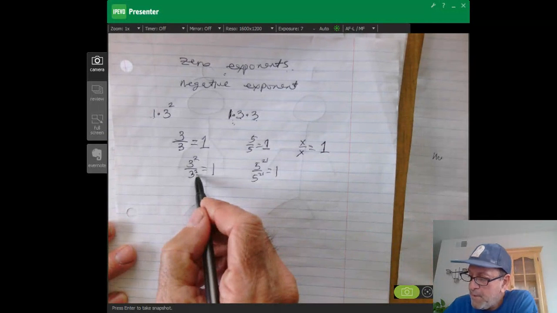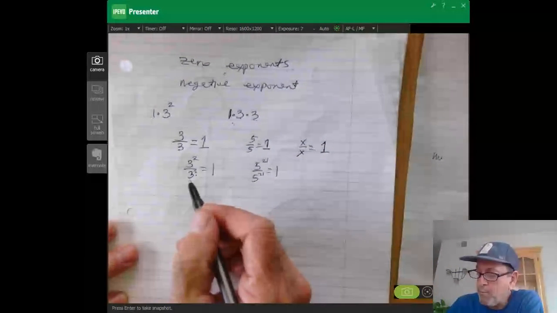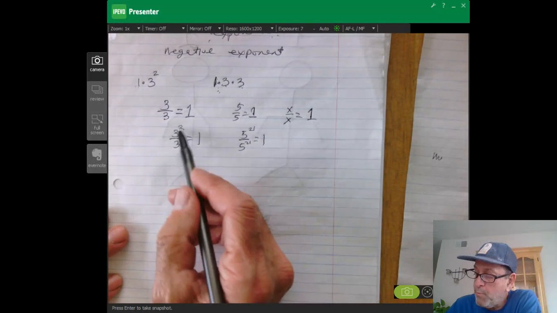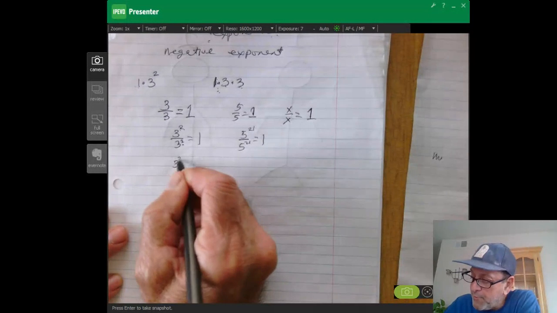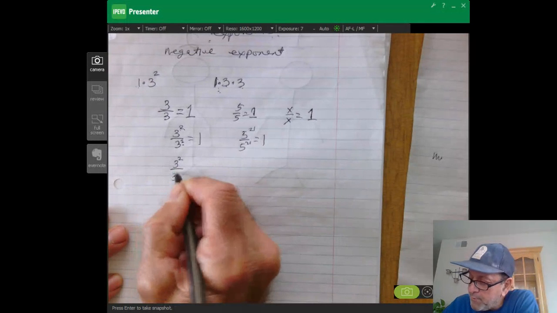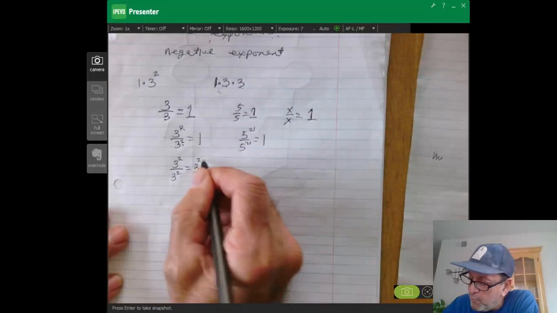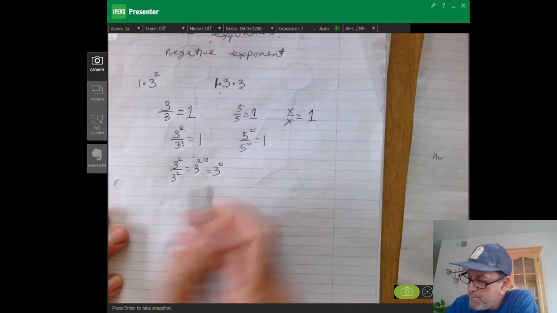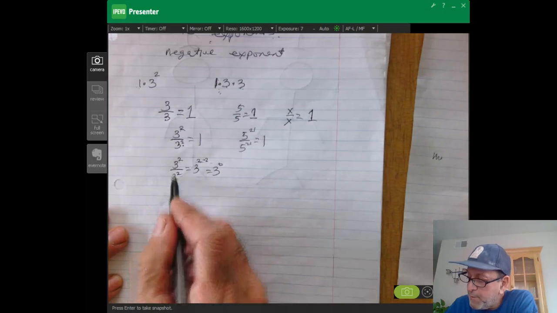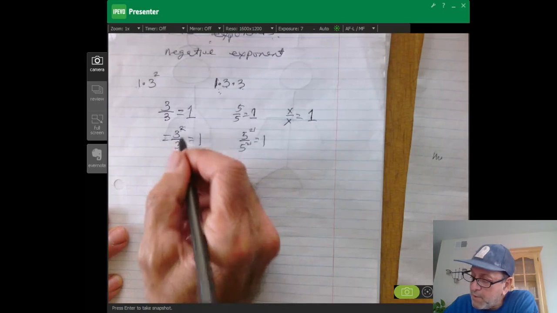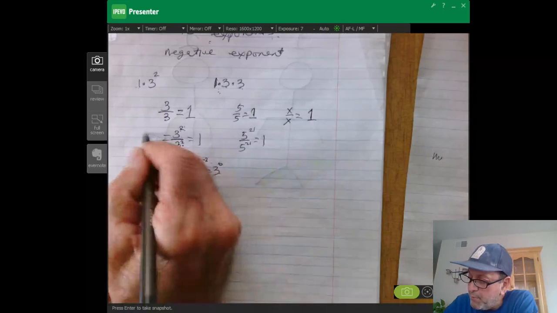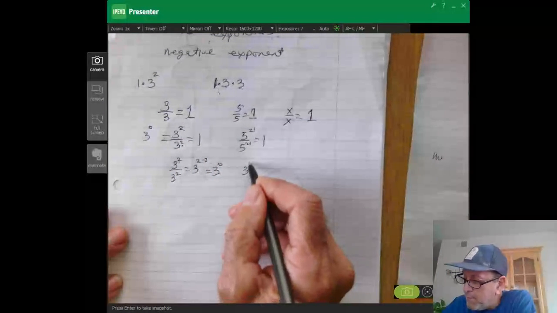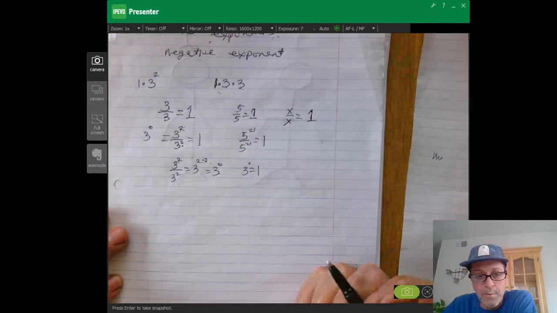But we also know that by the quotient of powers property, we can subtract. So 3 to the second power divided by 3 to the second power is the same as 3 to the 2 minus 2. Now, 2 minus 2 is equal to 0. So we know that 3 to the second divided by 3 to the second is equal to 3 to the 0. We also know that it's equal to 1. That means 3 to the 0 power is equal to 1.